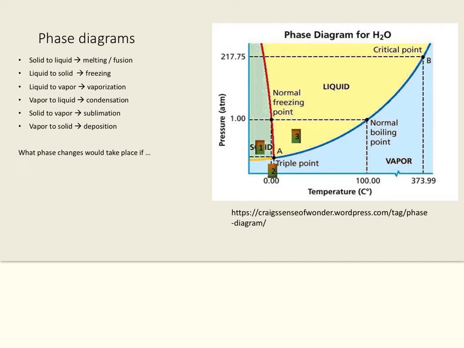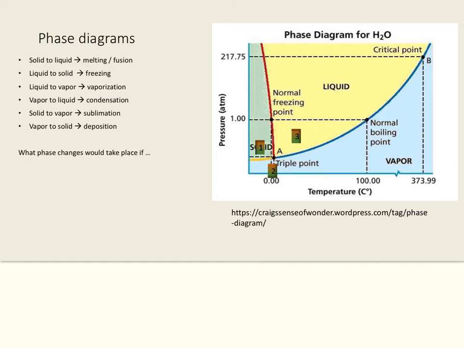Okay, phase diagrams. Solid to liquid is melting, or you can also call it fusion. Liquid to solid is freezing. Liquid to vapor, vaporization. Vapor to liquid, condensation. Some things that people forget: solid to vapor is sublimation, and vapor to solid is deposition. So this is a phase diagram. Here's the triple point. That's when something can be found as a solid, liquid, and gas at the same time.